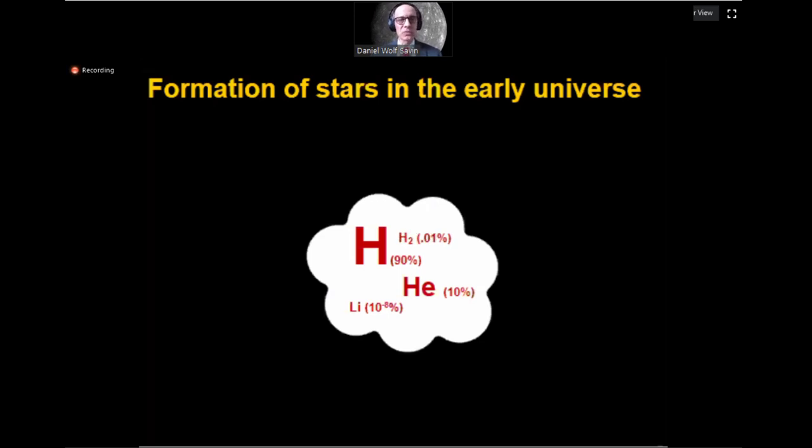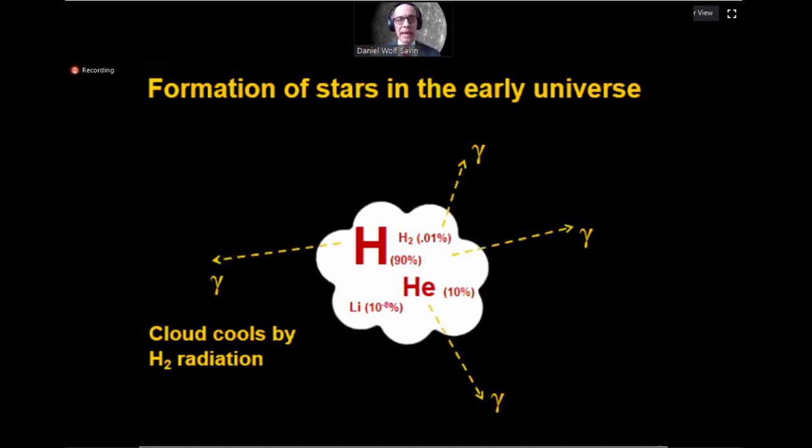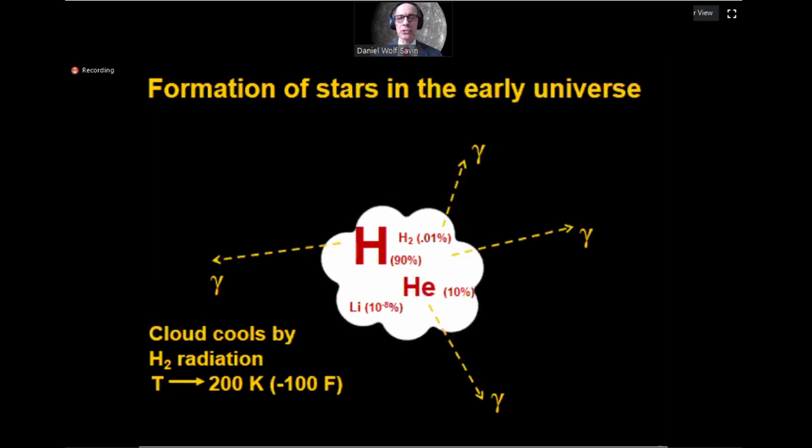So the way the clouds cooled is that there's a small fraction of molecular hydrogen in the cloud, 0.01%. And this molecular hydrogen radiated the heat of the cloud away, enabling the cloud to cool and gravity to cause the cloud to collapse. You can think about this heat as if you have a hot summer day, you look at the street and you see shimmers of heat radiating away from the street. That's what the hydrogen was doing for the cloud. It was radiating that heat away. And it can cool the gas to a temperature of 200 Kelvin. That's 200 degrees above absolute zero.